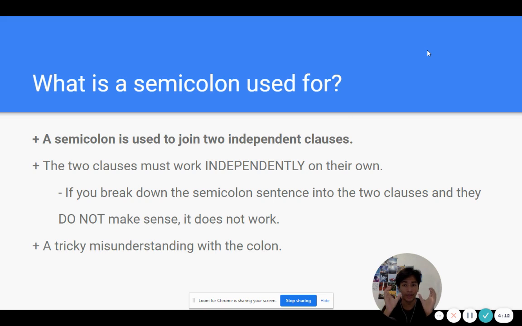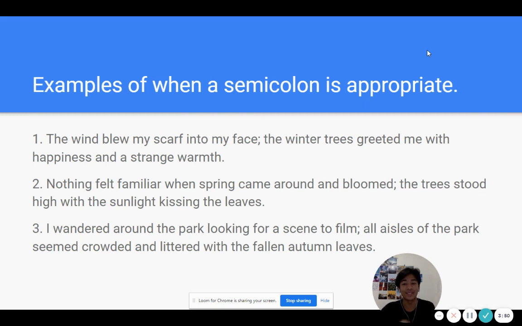One thing you also need to know is that a semicolon is usually a tricky decoy with the colon, where people mistake what they are just because it looks familiar. But the main thing you need to recognize is that a semicolon has a comma, but a colon does not have a comma. So an example of when a semicolon is appropriate.